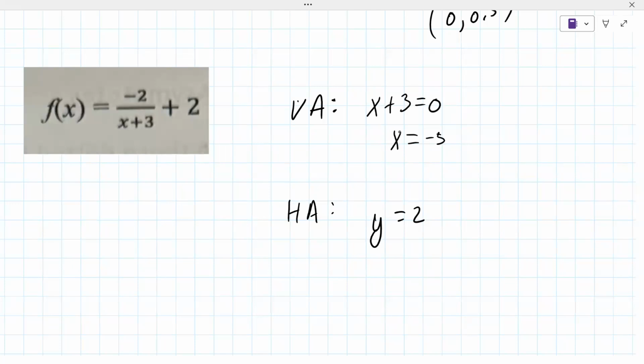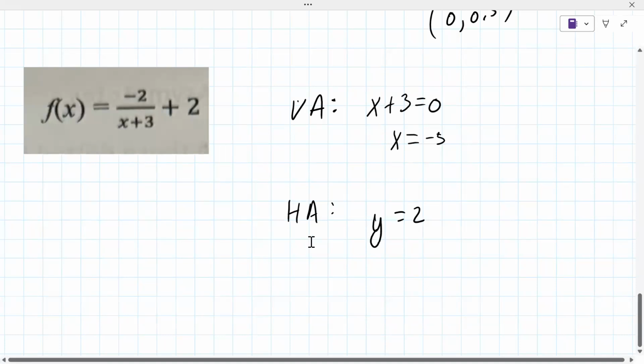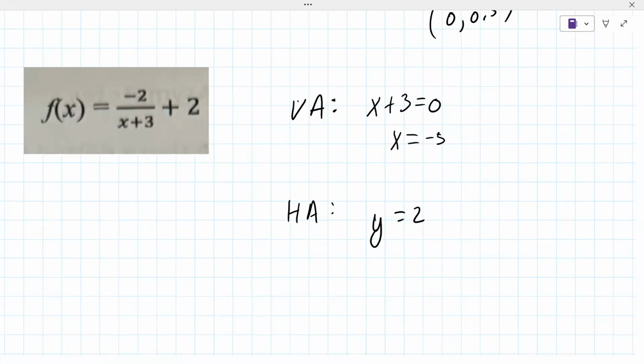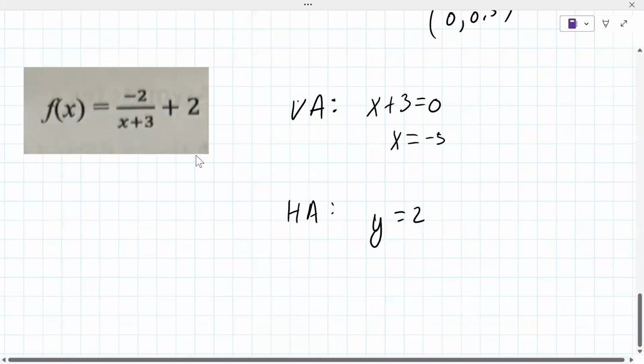Okay, what did we do after finding the vertical asymptote and the horizontal asymptote in the previous problem? Well, what we did was, we should just graph it. Sure, we can graph this. That would be fine. Yep.